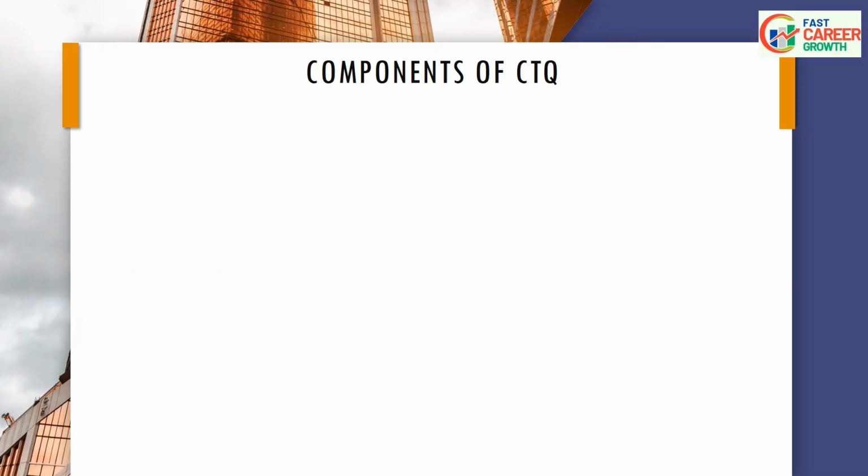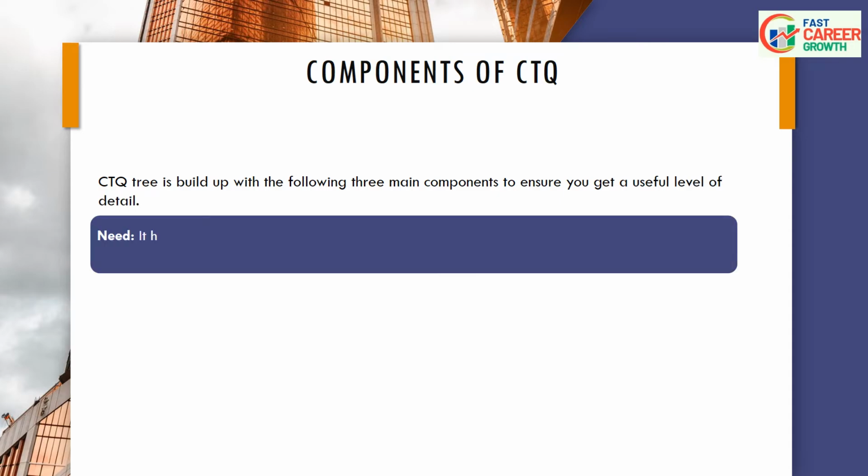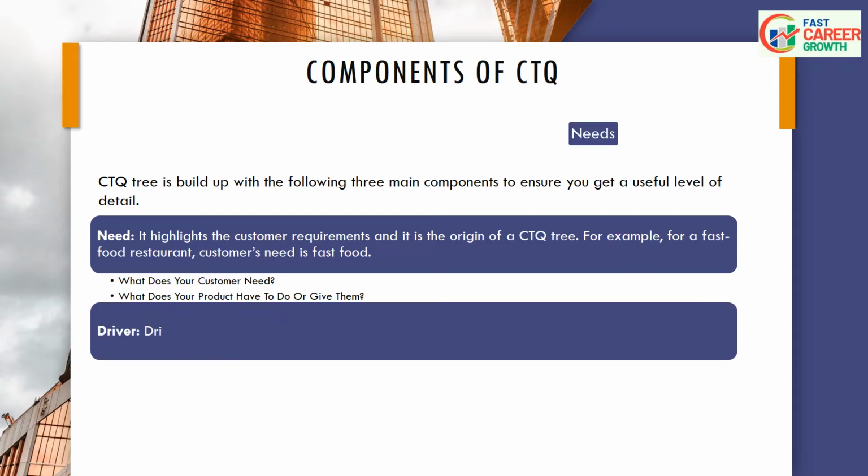Next, different components of CTQ, critical to quality. A CTQ tree is built up with the following 3 main components to ensure you get a useful level of detail. Why CTQ needed? It highlights the customer requirements and it is the origin of a CTQ tree. For example, for a fast food restaurant, the customer's need is fast food. What does your customer need? What does your product have to do or give them?